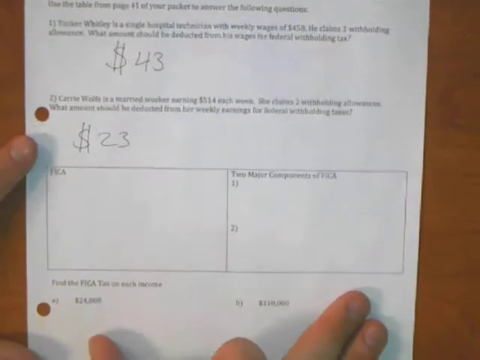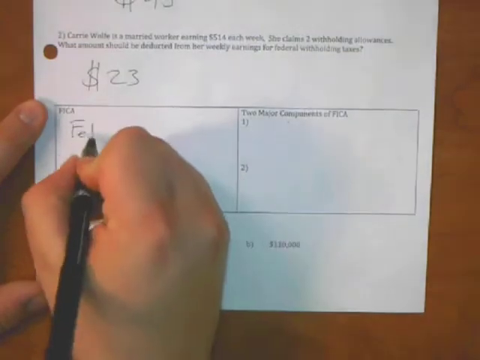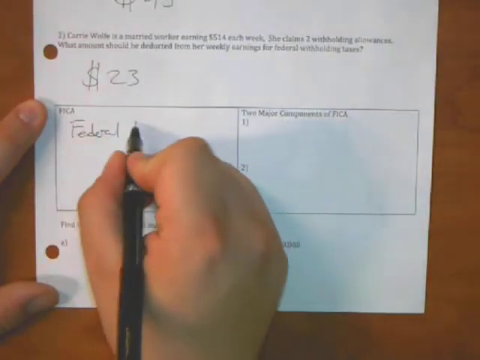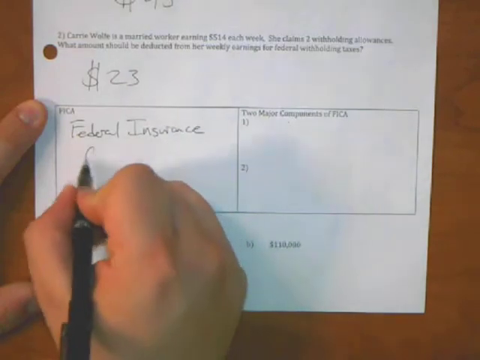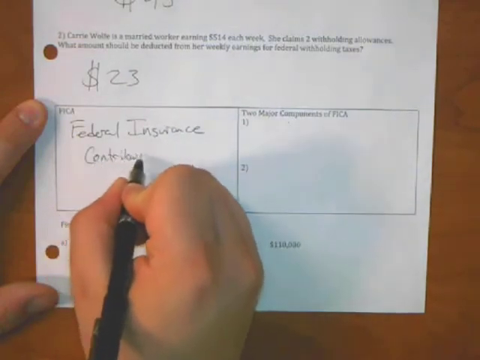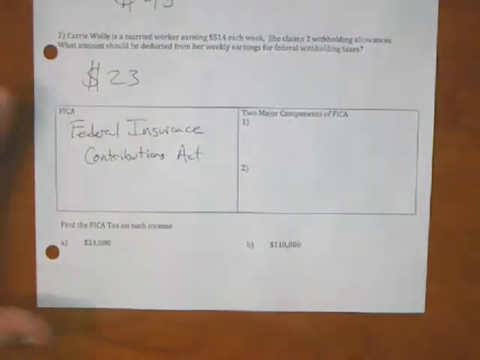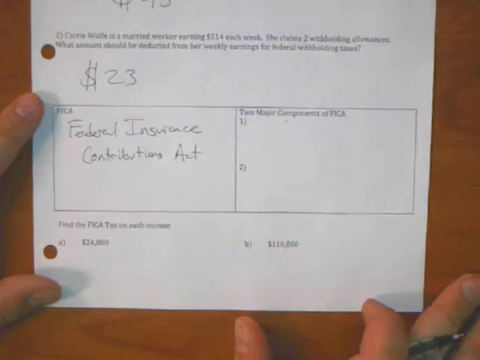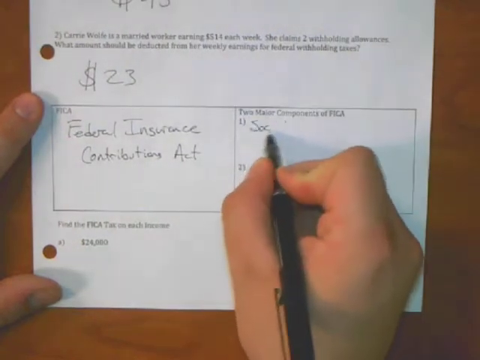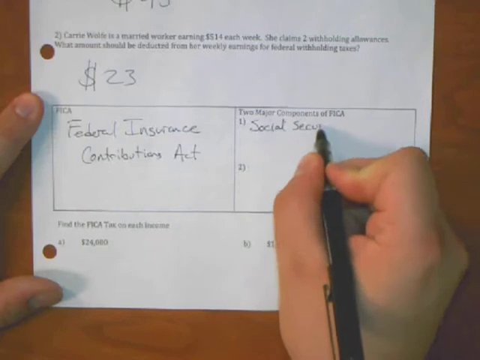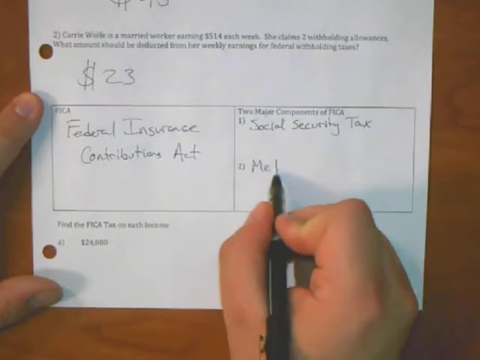Other things that can be withheld, not just your federal income taxes, but what are called FICA. FICA is known as the Federal Insurance Contributions Act. And the two major components of FICA that we see on nearly every paycheck are Social Security and Medicare.